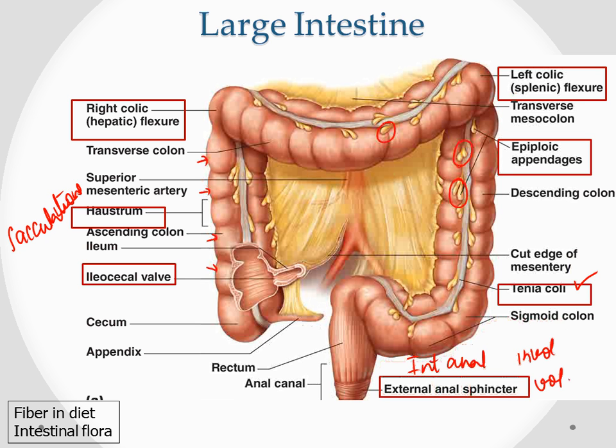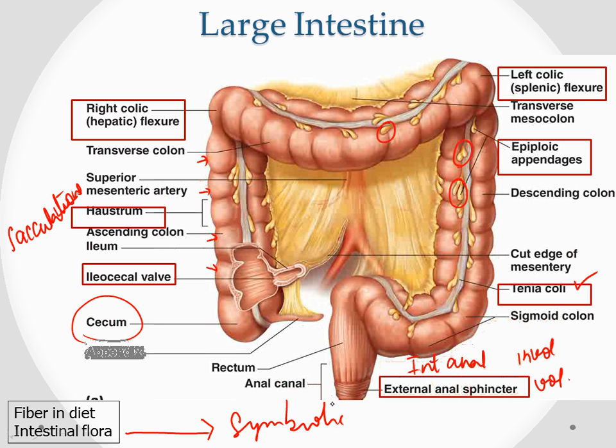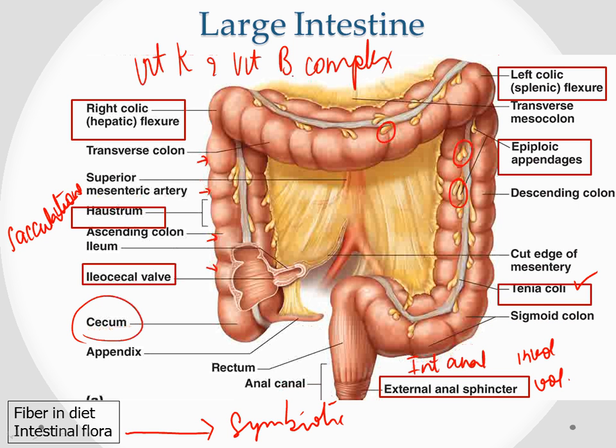Now the large intestine's main function is to absorb water from undigested food. Plus, mainly in the cecum, you have bacteria present, and these bacteria are known as intestinal flora. They are symbiotic bacteria. They're very important because they are able to break down all the undigested carbohydrate present in your fiber. And in return, they supply us with vitamin K, which is helpful in clotting factors, and vitamin B complex, which is needed for a number of cell processes. Any cell which is dividing rapidly needs B complex.